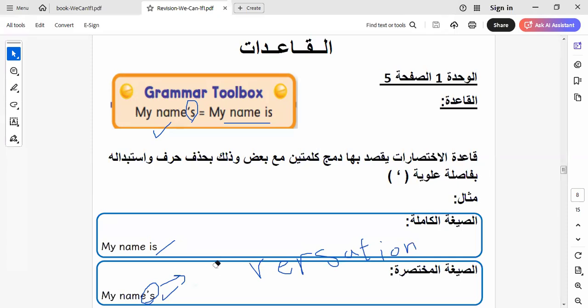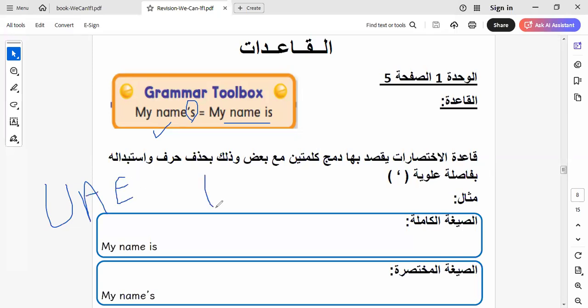And we use abbreviation also with countries. When we say United Arab Emirates, it is written like this. United States of America is written like this. This is called abbreviation. So here we have the same when we say "my name is" or "my name's", written like this.